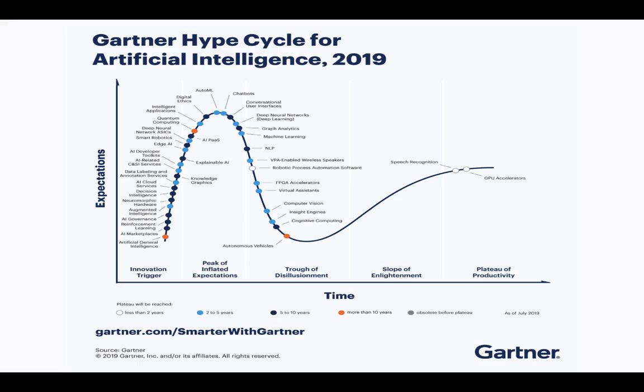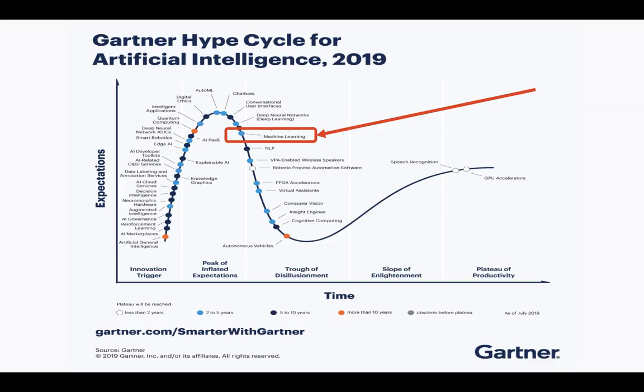And inevitably, this leads to what they call the trough of disillusionment, where reality sets in as more people deploy and utilize these technologies and find the expectations they had are not being met. So where are we in machine learning? Well, we are right here.